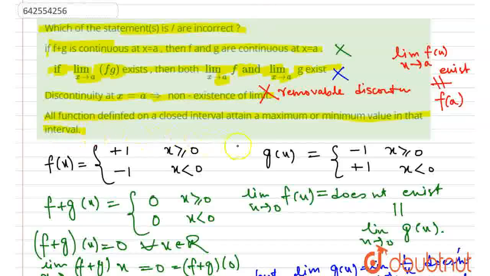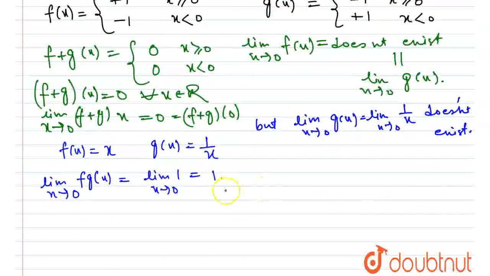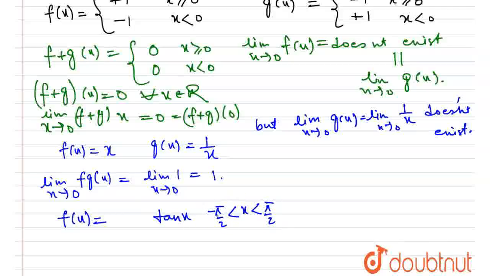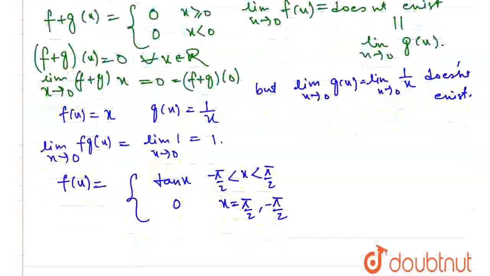Let's look at the last statement. All functions defined on a closed interval attain a maximum and a minimum in that interval. Okay, so let's just take f(x) to be tan x if x is less than pi by 2 and greater than minus pi by 2, and let it be 0 if x equals pi by 2 or minus pi by 2. Let that be the definition of f(x).